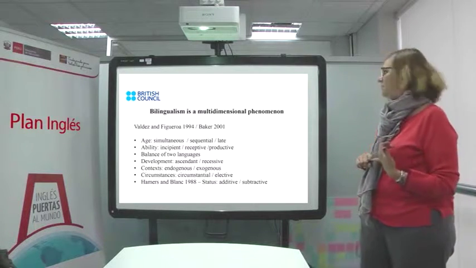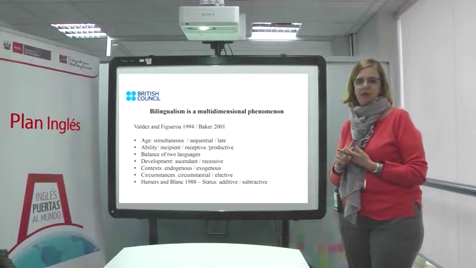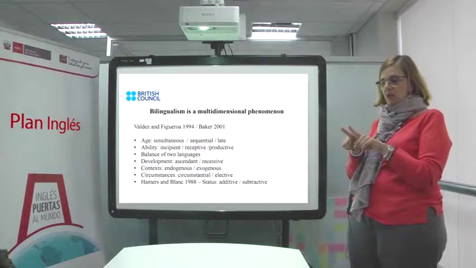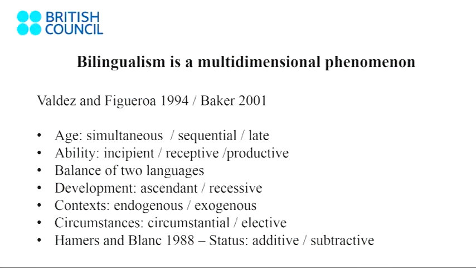According to age, you can be simultaneous, sequential, or late bilingual. So if your parents spoke two languages, you were a simultaneous bilingual. If you started acquiring a language later on in life, like my case, for example, when I was 8, I started studying English. Now I was a sequential because my first language was finished by then, completely acquired, and then I started with English. Or late, adults, people who start learning the language later.